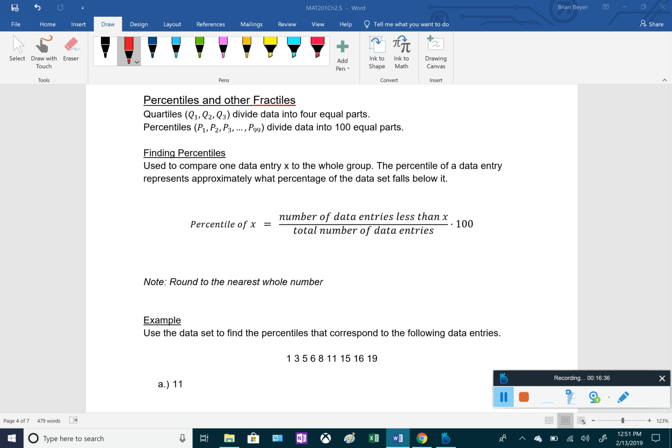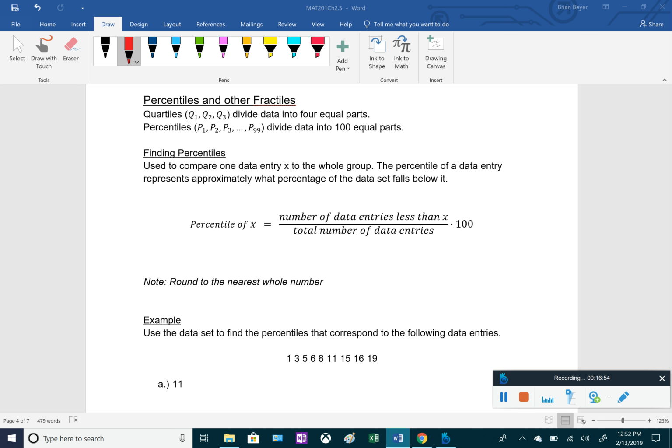So we use percentiles when we're trying to compare one data entry to the whole group to see what percentage it's bigger than. So for example, like a percentile for your class ranking, if you were at the 87th percentile, then your grade, your GPA would be better than 87% of everybody else.